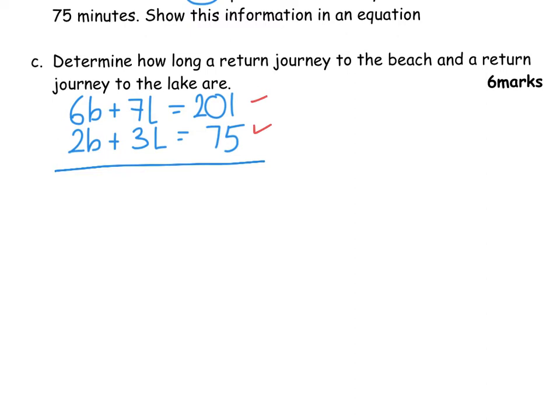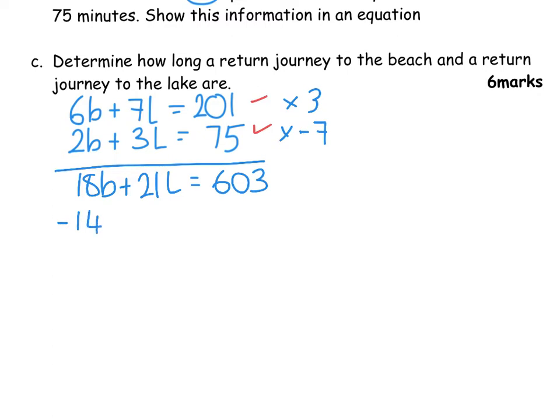But I'm going to stick with my guns and go with the middle one. So I'm going to times the top one by 3 and the bottom one by -7. That way the middles will both turn into -21. So we have 18b plus 21l equals 603. And on the bottom we will have -14b minus 21l, and please don't do this in your head. If you're not sure, go to your calculator. It is a calculator paper, and that will be -525.